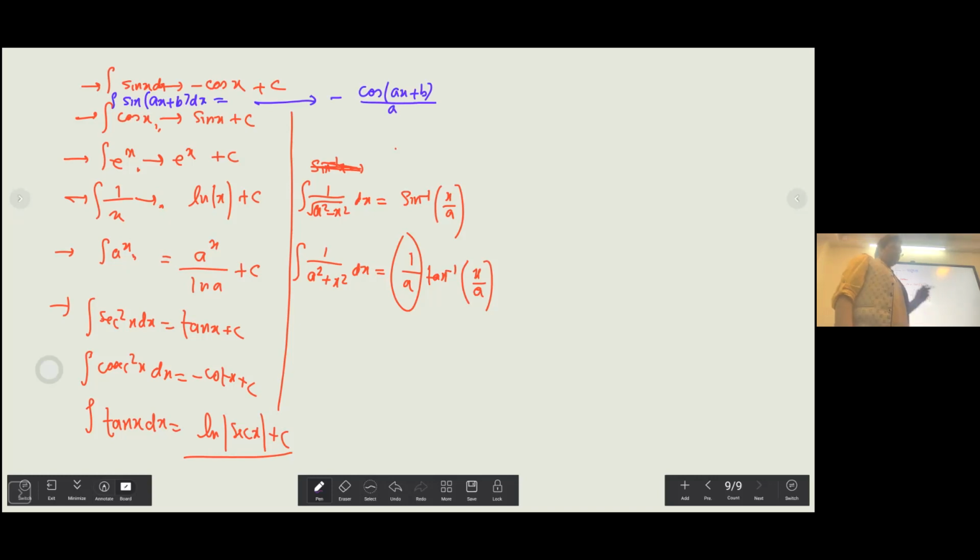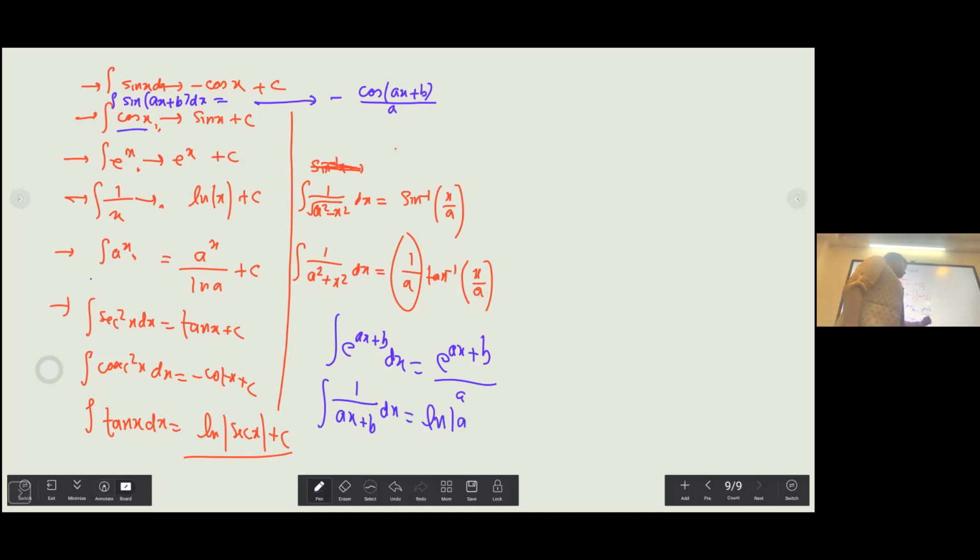So whenever you're integrating a function, let's say cos of ax plus b. Now, if I'm integrating e raised to ax plus b, it is going to be e raised to ax plus b upon a. If I'm integrating 1 upon ax plus b, it is going to be ln of ax plus b upon a. So don't forget to divide by the coefficient of x. This is the basic recollection of your knowledge. You must remember these.